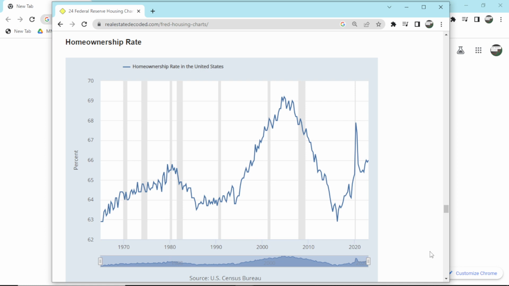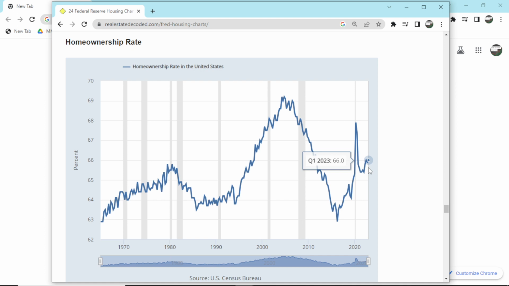And let's get started. The first chart is looking at the home ownership rate. These vertical gray bars represent recessions. And here in 2004, we can see that the home ownership rate was 69.2%. And because of the housing crisis, we saw a sharp decline in home ownership, and it bottomed out in 2016 at 62.9%. And we've seen homeownership recover.